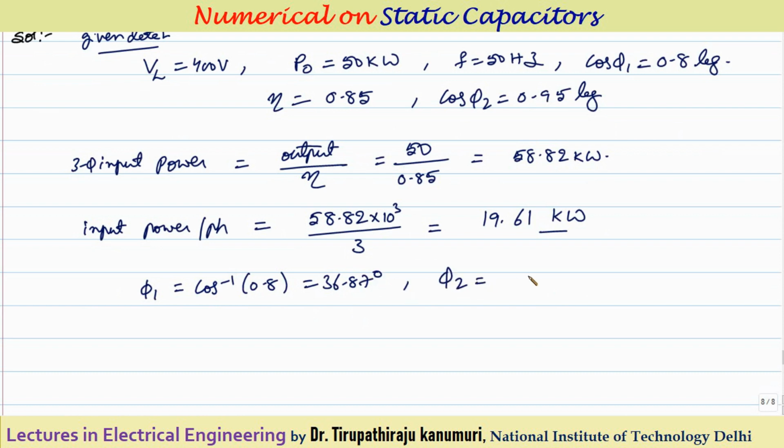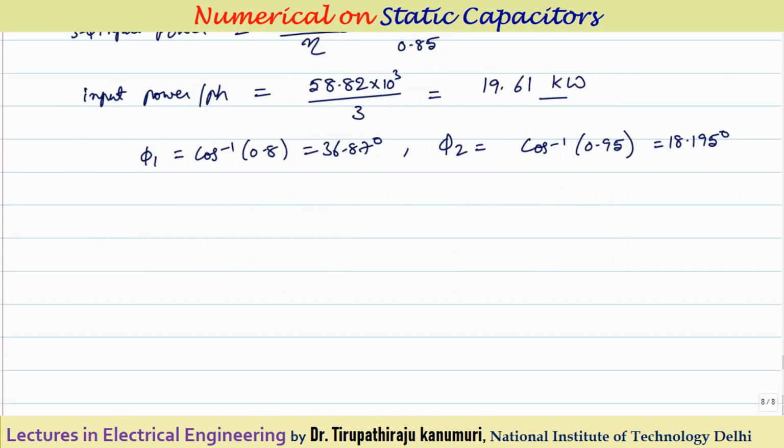Similarly, the power factor angle 2 is cos inverse of, we have to improve to 0.95. So this will be equal to 18.195 degrees. So the angles are obtained. So now I want to calculate the reactive power that is required per phase. So per phase value will be equal to power, that is per phase value, because the input power per phase I am representing by PP. That means power per phase.